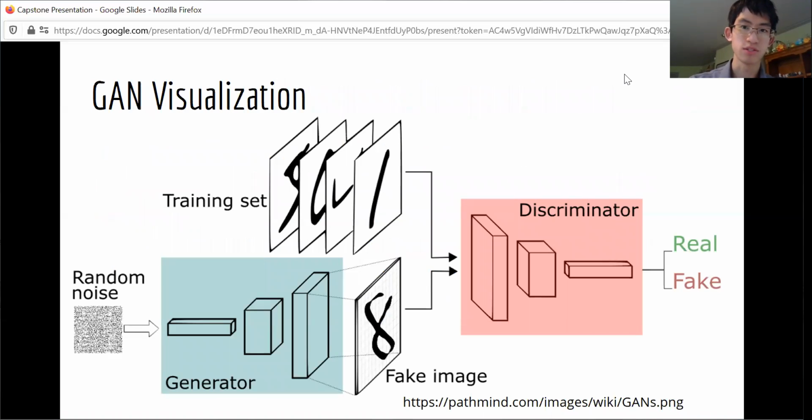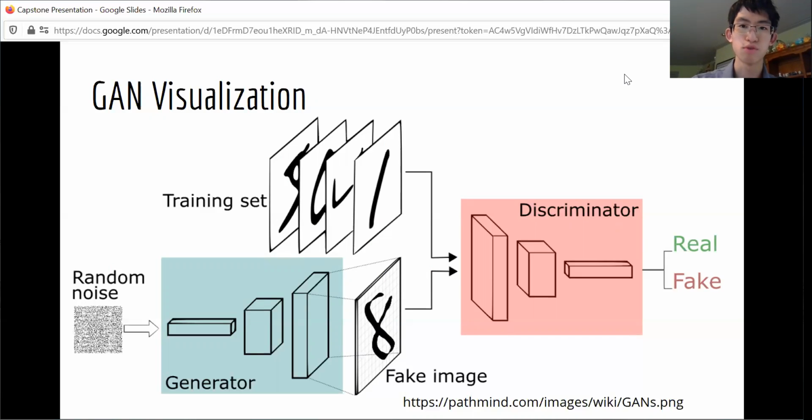This slide shows a visualization of the GAN architecture using images of handwritten digits as the training set. Specifically, the generator network takes in a latent or random noise vector and maps it to a fake image, while the discriminator takes in both real and fake images and tries to map them to a correct label, real or fake. The goal of the discriminator is to become better at detecting whether images are real or fake, while the goal of the generator is to try to generate images which can fool the discriminator.